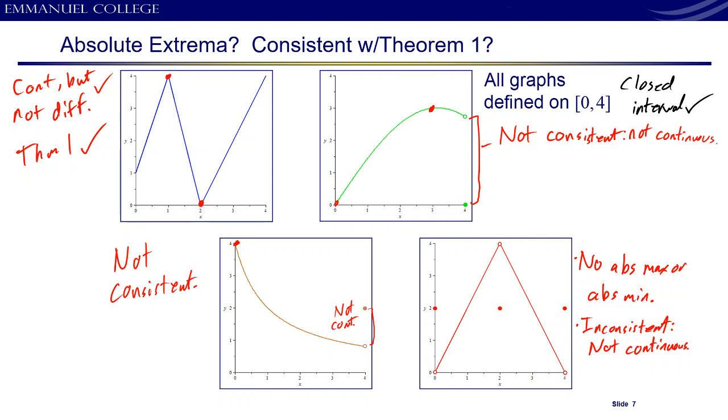I can't say that if it fails one of the conditions, it doesn't happen, because the second graph, the green one, is the key. It's kind of the key to what I mean by the theorem can only guarantee. Nothing about the theorem said that if it's not continuous, or if it's not on a closed interval, then it fails to have them. It just doesn't guarantee that it'll have them.